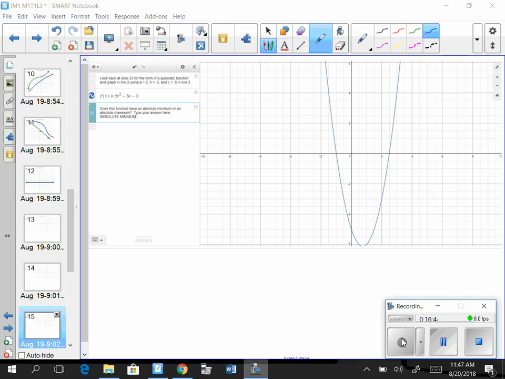This next graph that you should have put into Desmos has one extra little step at the end. You're supposed to decide if you have an absolute maximum or an absolute minimum. I know I have an absolute minimum because there is a lowest point on this graph. Lowest should remind you of the word minimum. So since I have a lowest point, I should have typed in absolute minimum.